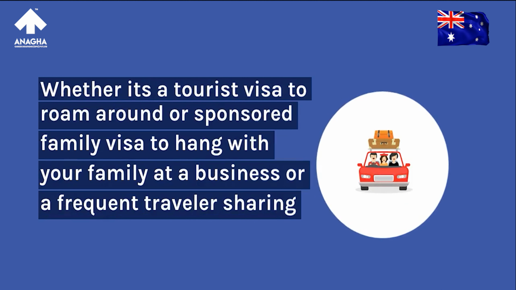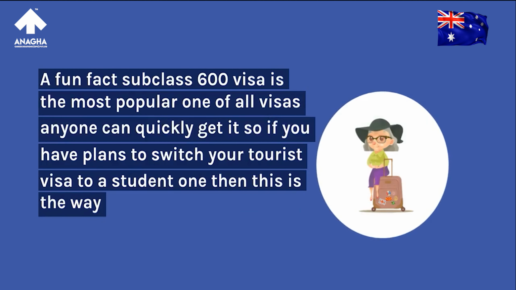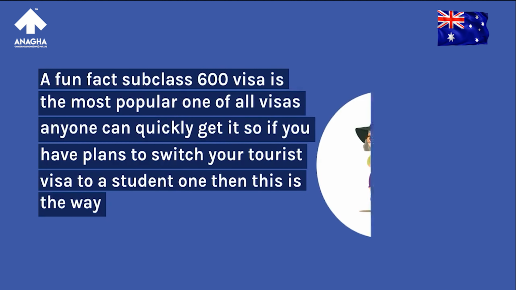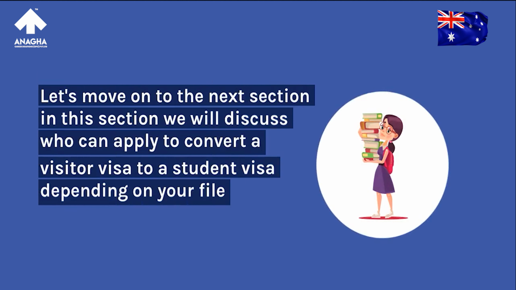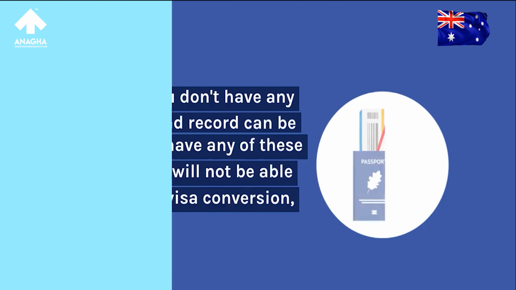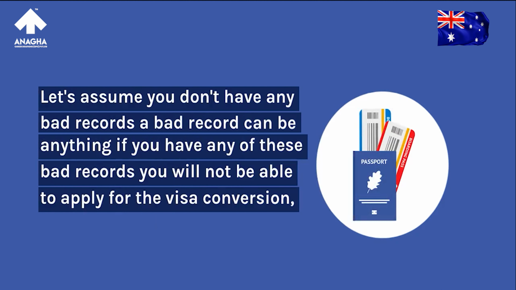Subclass 600 is fit for all visitors. An individual can stay up to 12 months. There are 5 different options to choose from for the visitors, whether it's a tourist visa to roam around, a sponsored family visa to be with your family, a business visa, or a frequent traveler visa. A fun fact: subclass 600 visa is the most popular one of all visas. Anyone can quickly get it, so if you have plans to switch your tourist visa to a student one, then this is the way.